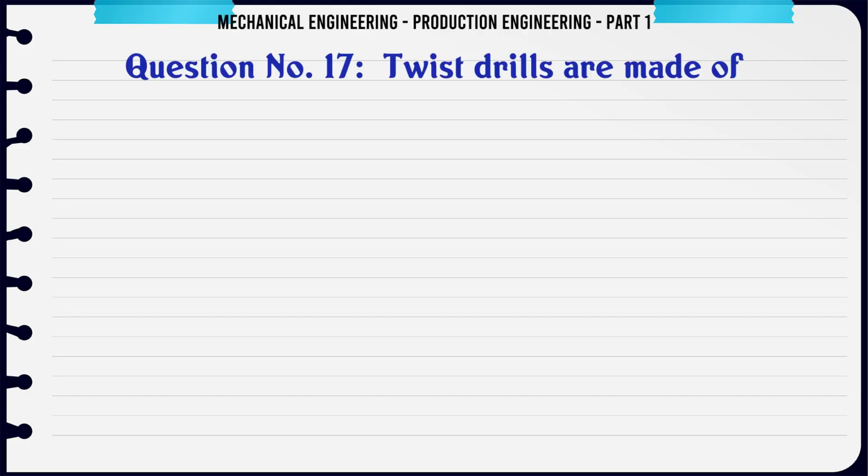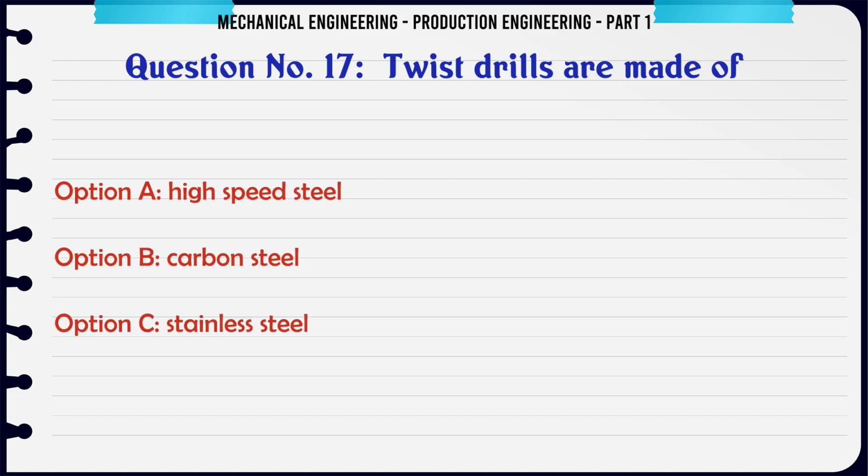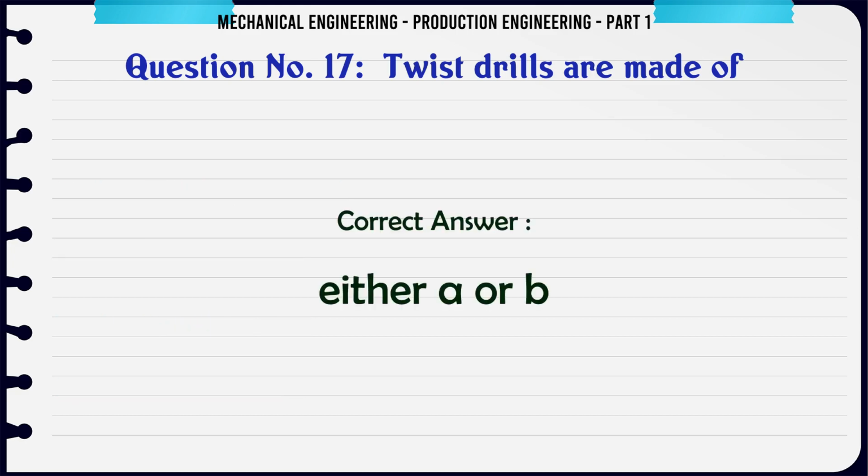Twist drills are made of A. high-speed steel. B. carbon steel. C. stainless steel. D. either A or B. The correct answer is either A or B.